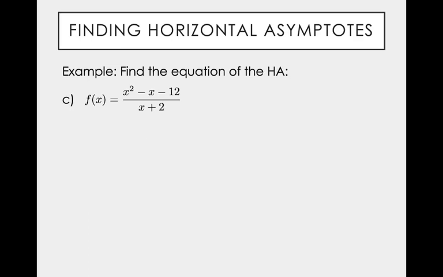X squared minus x minus 12 over x plus 2. Again, for horizontal asymptotes, we're just looking at exponents, the highest exponent. In this case, the highest exponent, the degree, is bigger on top. So BOBO BOTNO BASDC. BOTNO means that this is the case where there is no horizontal asymptote. And this one would be one of those functions where you would have that slanted asymptote.